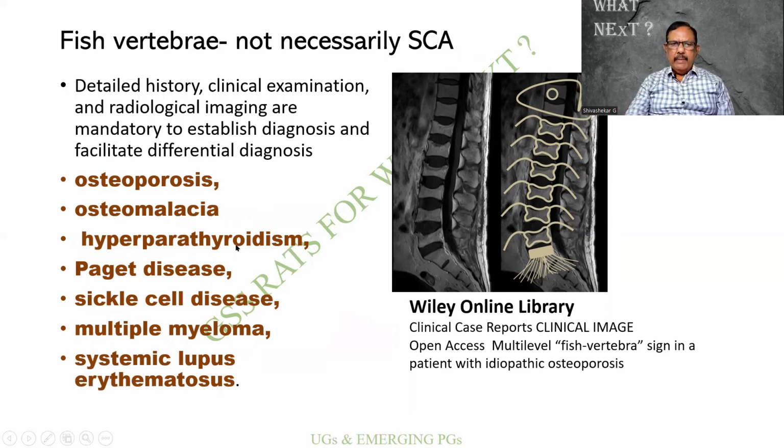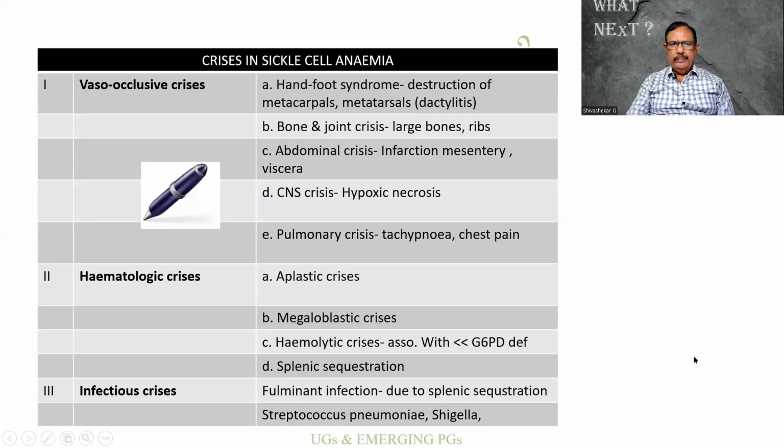Osteoporosis, osteomalacia, hyperparathyroidism, Paget's disease, sickle cell anemia, multiple myeloma, SLE. So please do remember this is the reference for it. The crises we have already mentioned. More important will be the hand-foot syndrome because of dactylitis, destruction of the metacarpals and the metatarsals. Bone and joint crisis can be there.